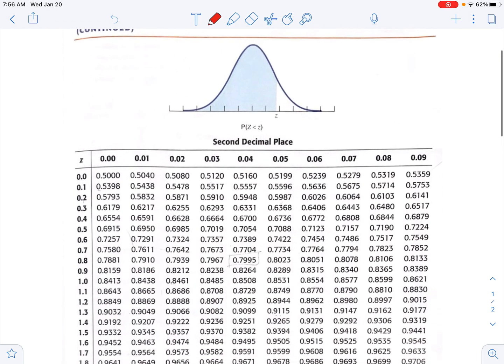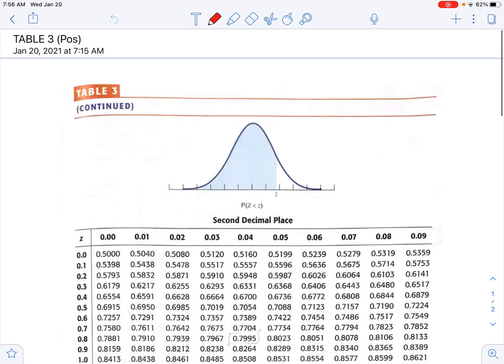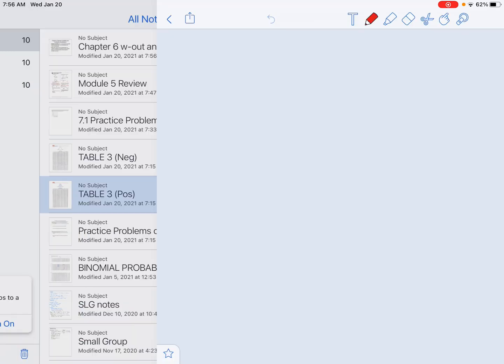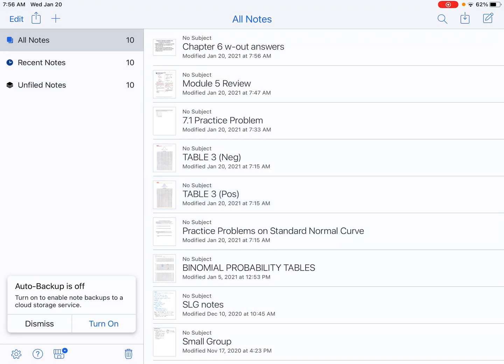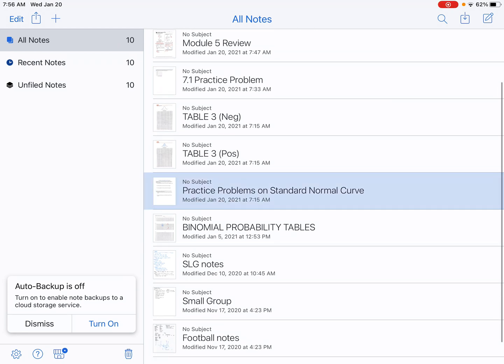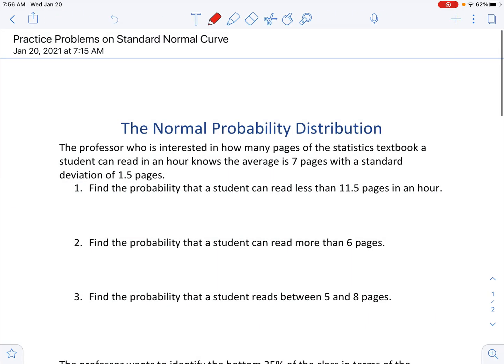So we're going to use this right here. Okay, this Table 3, and this is for any standard deviation or any normal distribution. So we're going to go through the practice problems on this. Take out the worksheet on the practice problems, and we're going to go through it.